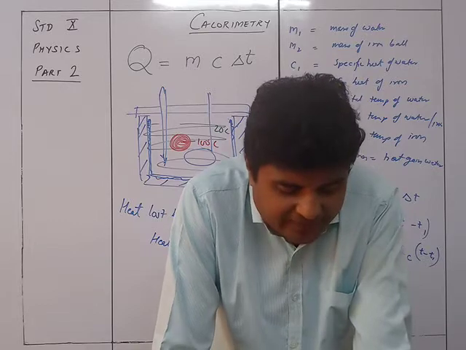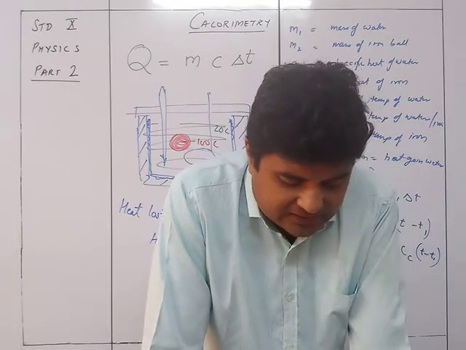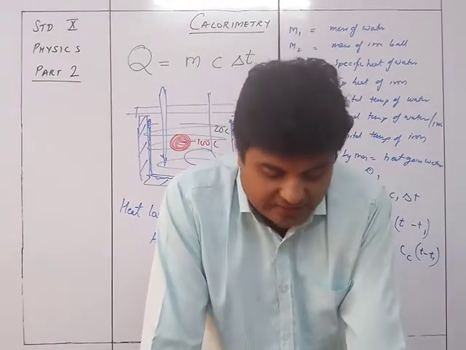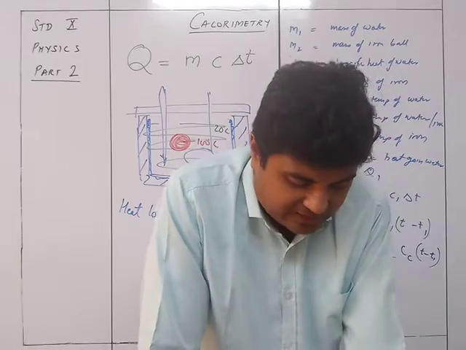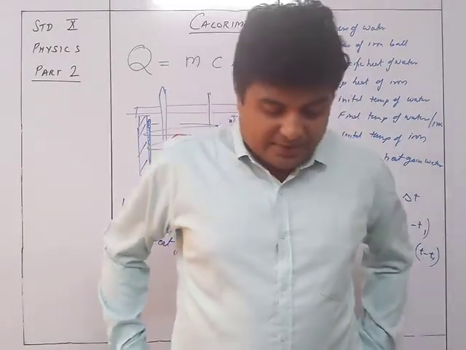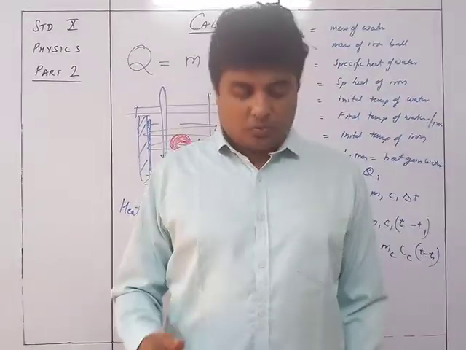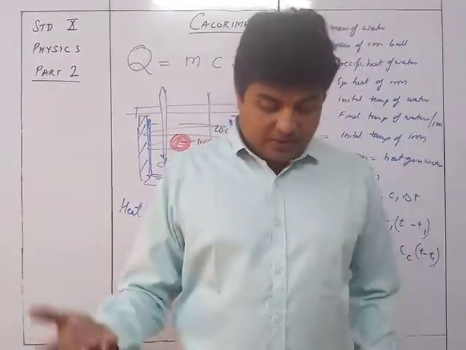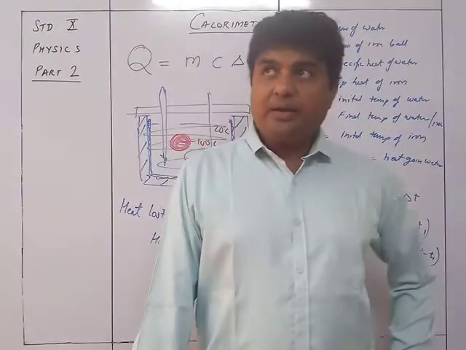If the mass of the calorimeter is mc and the specific heat capacity of its substance is C, it will gain heat energy mc C (T minus T1), and then the equation will be m2 C2 (T2 minus T) equals m1 C1 (T minus T1) plus mc C (T minus T1). Okay, that's about this part.